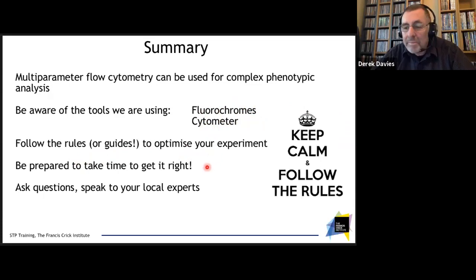But be prepared to get it right. Again, if I go back to that paper, that 17 color paper, it took them maybe a year to optimize the experiment, 3 or 4 months to run the data, and then another year to analyze it. So it can take a long time. Generally, we can get a 1 color experiment up and running in a couple of days. If you're doing a 20 color experiment, we may be talking months to get that right. And of course, ask questions. You're never alone. Speak to your local experts, speak to your core facilities, and so on.